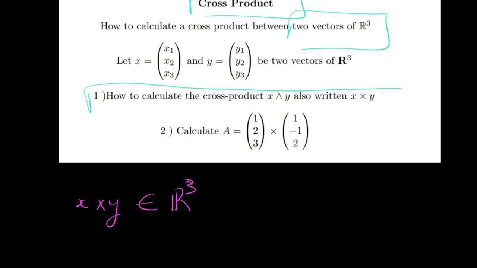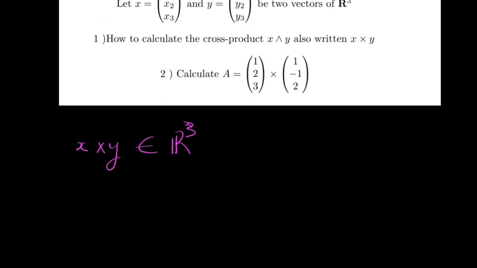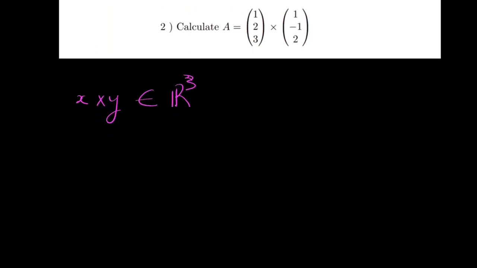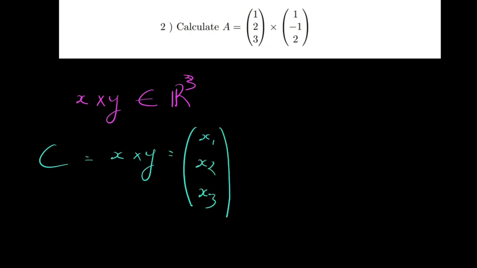Now we are going to learn how to do a cross product between two generic vectors of R3, x and y, with their coordinates x1, x2, x3, same thing for y. Let's start by writing the operation. Let's call capital C, like cross product, equal to x cross y, which is equal to x1, x2, x3 cross y1, y2, y3.